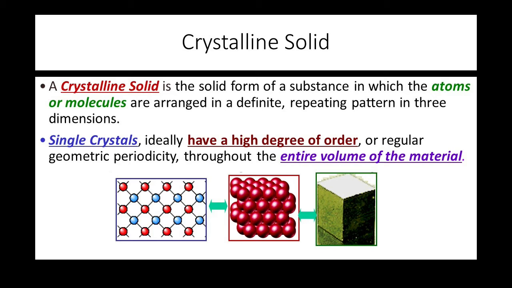What is a crystalline solid? A crystalline solid is a solid form of a substance in which the atoms or molecules are arranged in a definite repeating pattern in 3 dimensions. So a single crystal ideally has a high degree of order or regular geometric periodicity throughout the entire volume of a material.